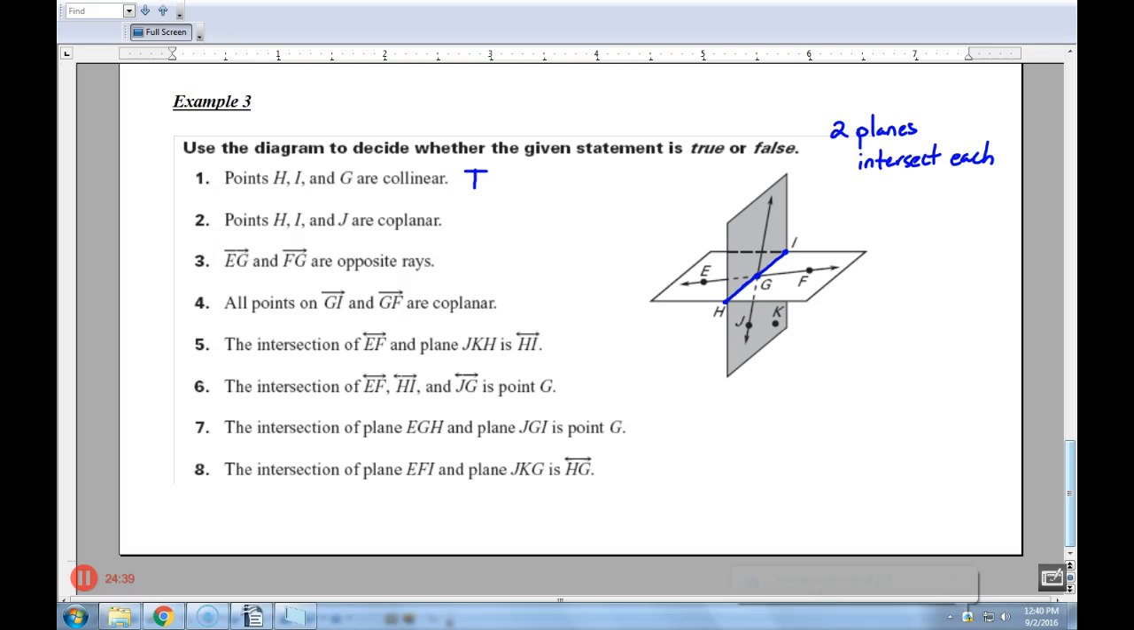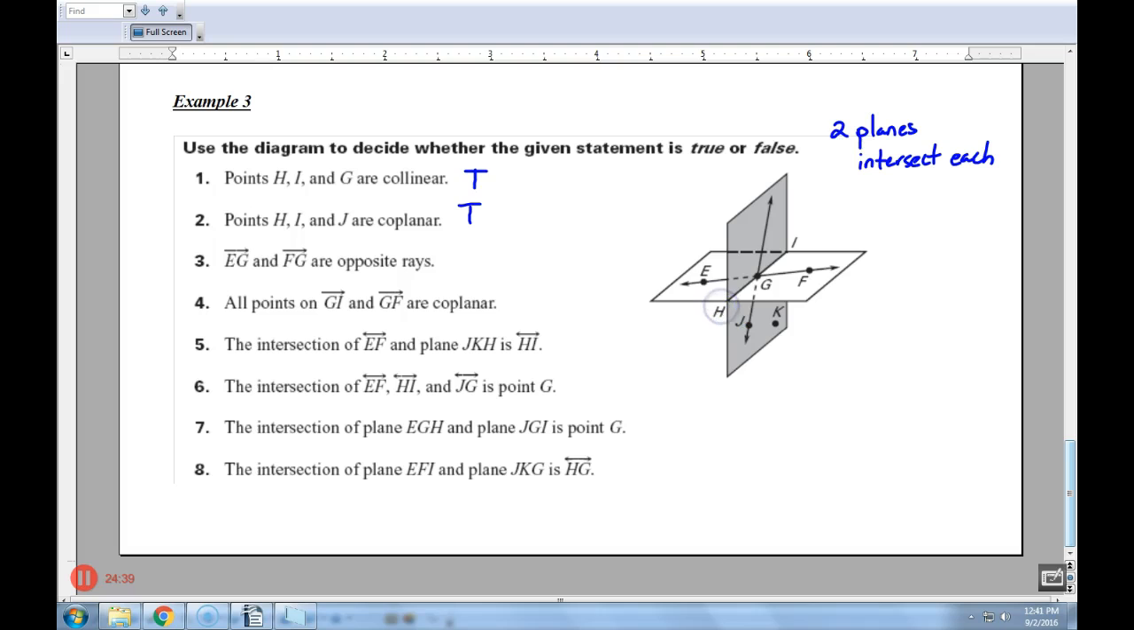Looking at the second one here, are points H, I, and J coplanar? So let me get rid of my line here and let's just focus on number 2. H, I, and J. Do they live in the same plane? Yes, they do. They actually live in the gray plane, the shaded plane. So that is true.